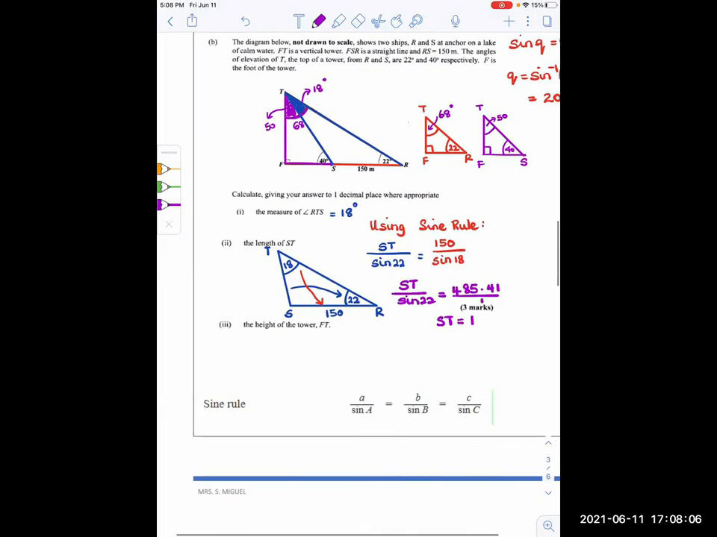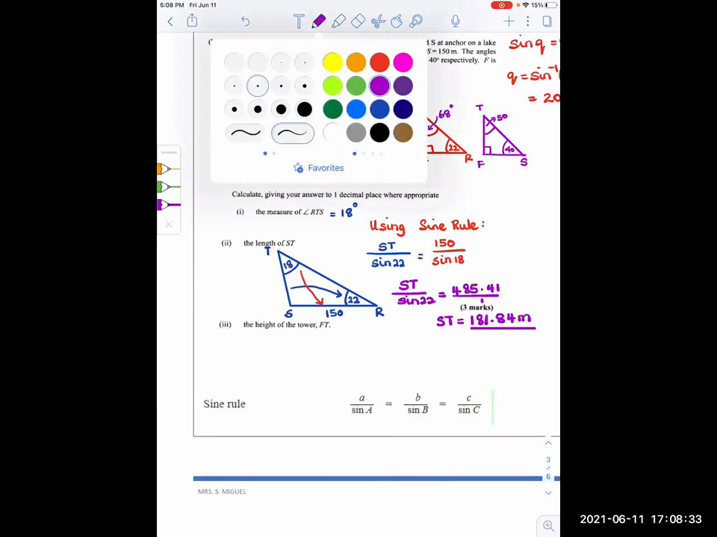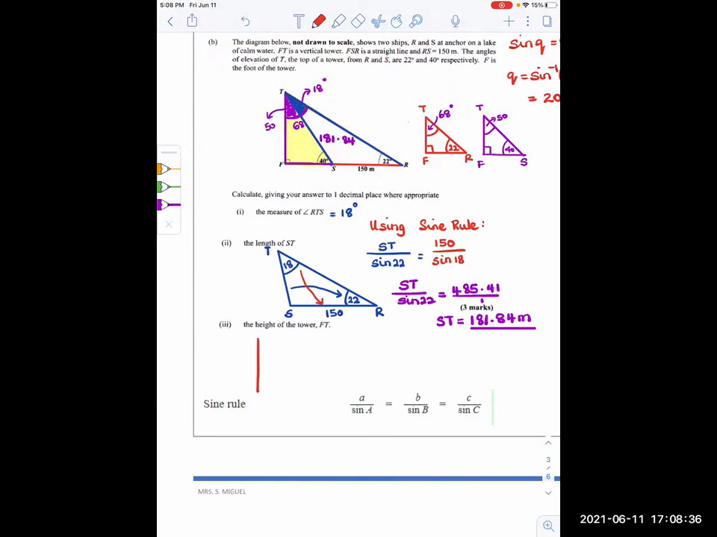I have 181.84 meters. Did you all get that? Yeah, miss. Right. The height of the tower FT. So I have here 181.84. So I could use this triangle here because I know the length of the side opposite the angle, the 90 degrees. So let me redraw this triangle here.